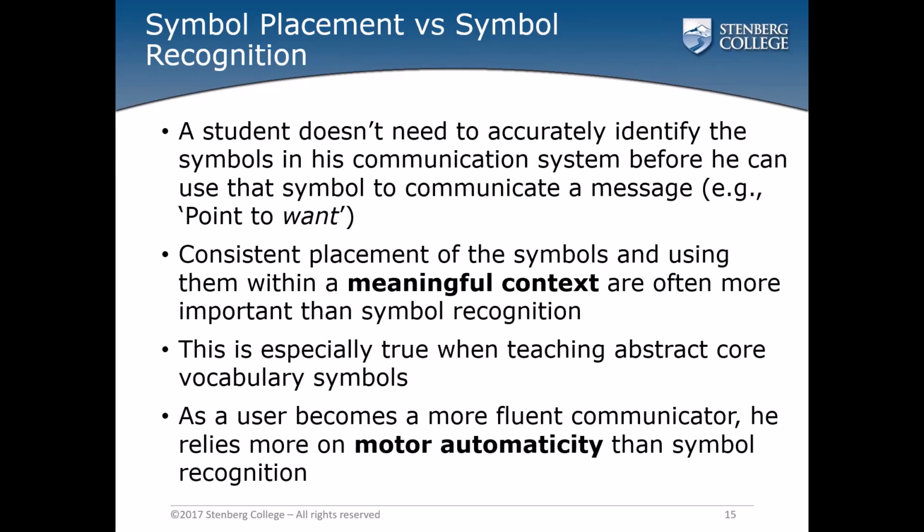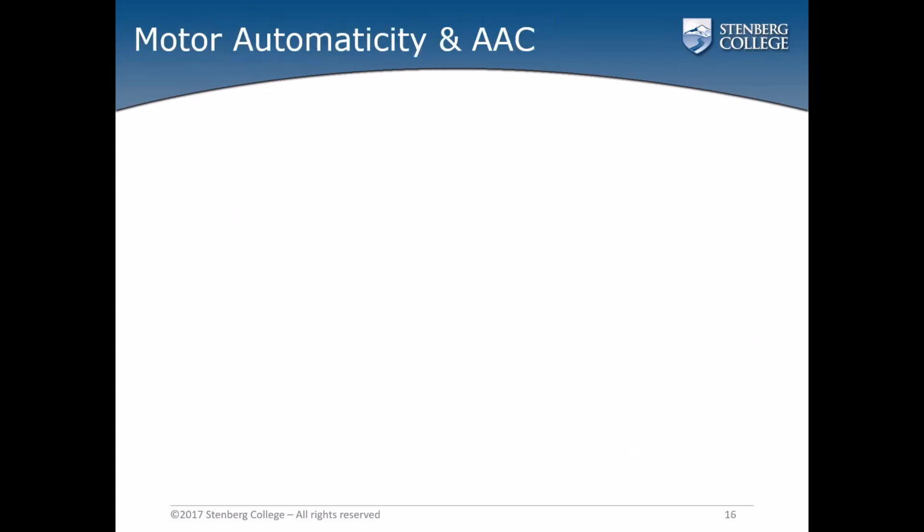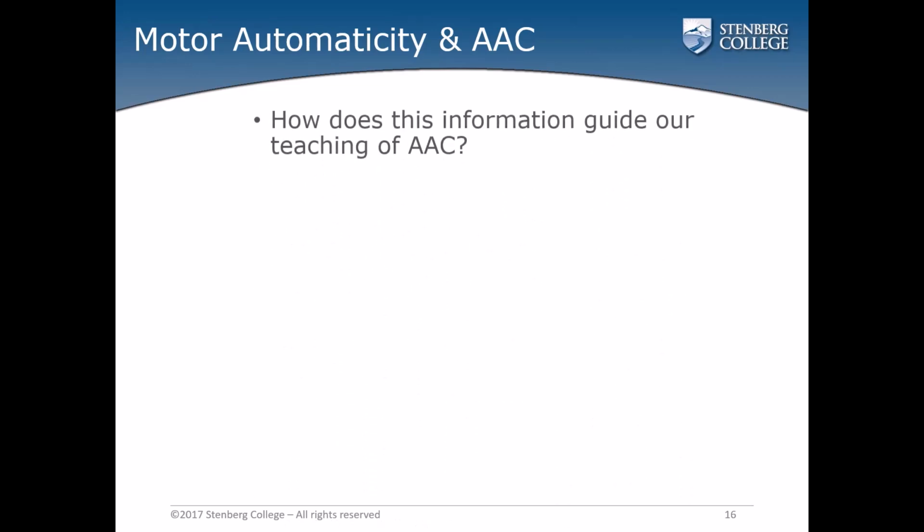So go back to the typing example. Once you become a fluent typer, you aren't looking at the letters on the keys at all. You're relying on your motor planning to get you to the keys. Motor automaticity and AAC. So how does this information guide our teaching of AAC?